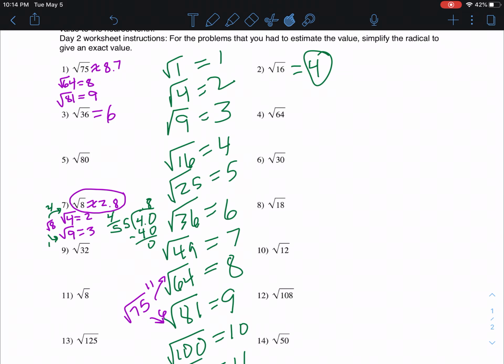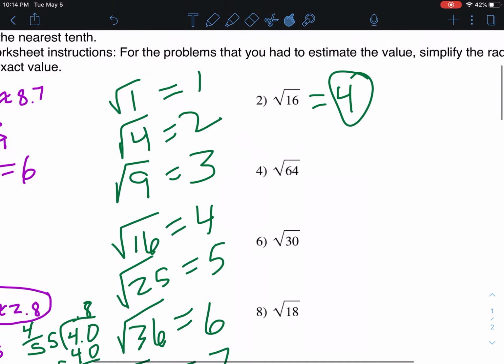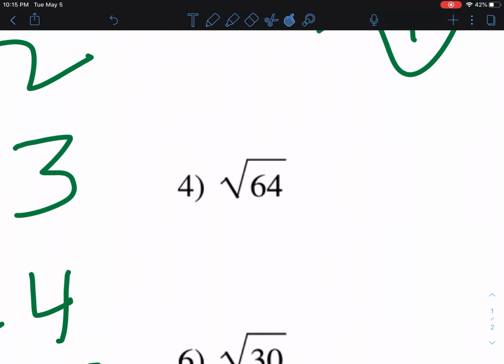Now obviously some of these you don't have to simplify. If you did these on your worksheet, you would have already seen that. So the square root of 64 is just 8. Leave it like that. There's nothing to simplify there. But what I do want to do is go through the whole process of simplifying.